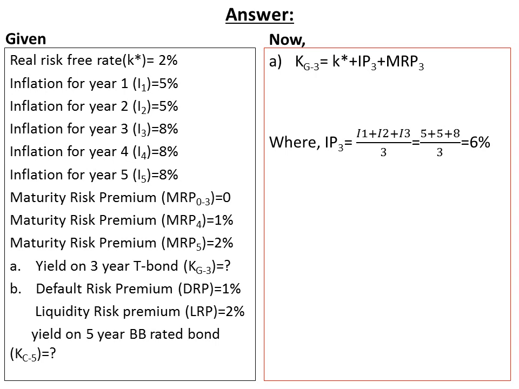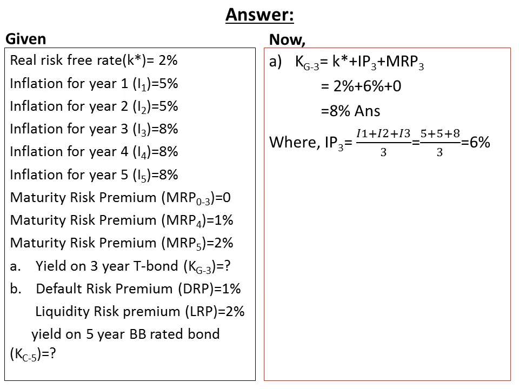Now IP3 equal to I1 plus I2 plus I3 divided by 3, that is 5%, 5%, 8% divided by 3 equal to 6%. 6% is our IP3. Now you can calculate the interest rate of the 3-year treasury security KG3. The K star is 2%, IP3 equal to 6%, and MRP3 equal to 0. We get 8% as the KG3 value.